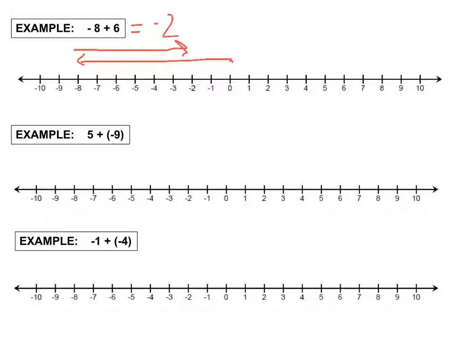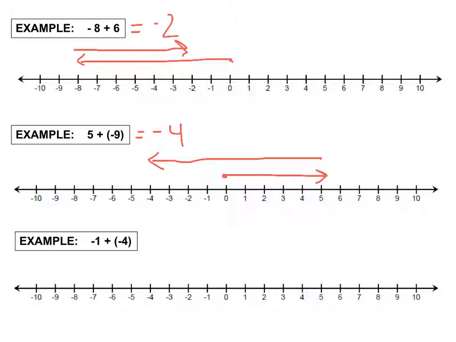In my second example, 5 plus -9, I start at 0. I move to the right out to the number 5 on the number line. And then starting at the number 5, I need to move left on the number line 9 spaces. And 9 spaces left would put me at -4. So 5 plus -9 is equal to -4.